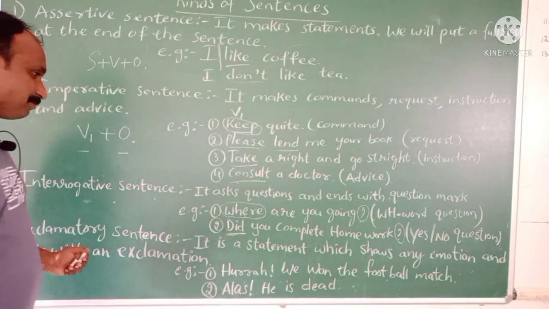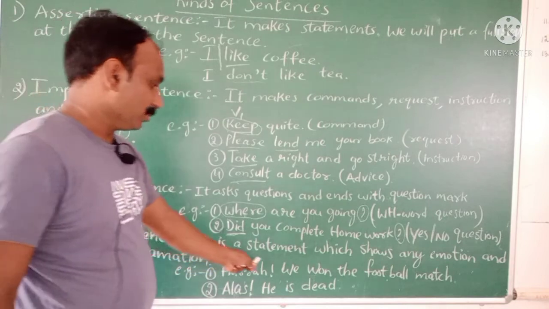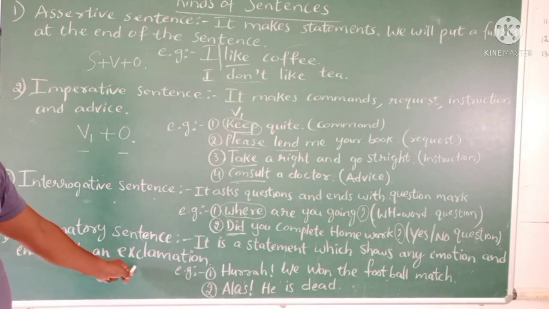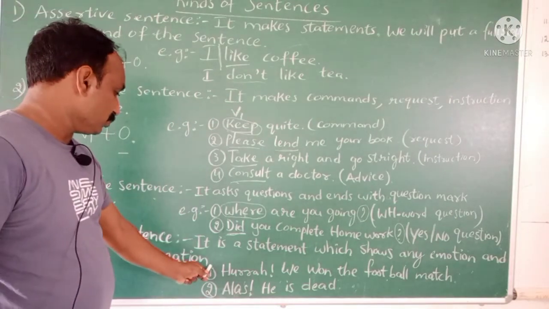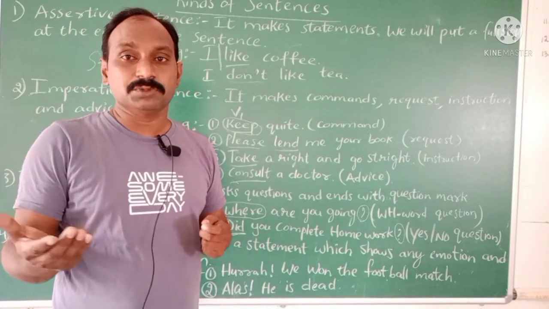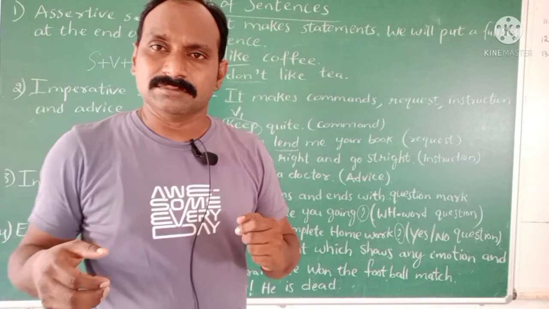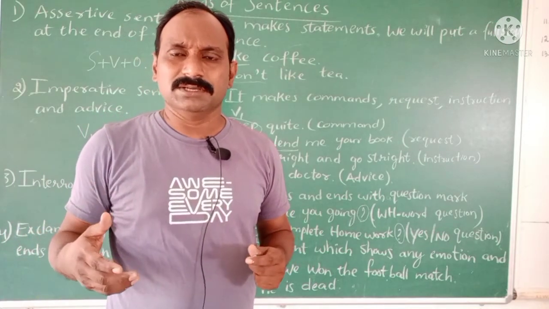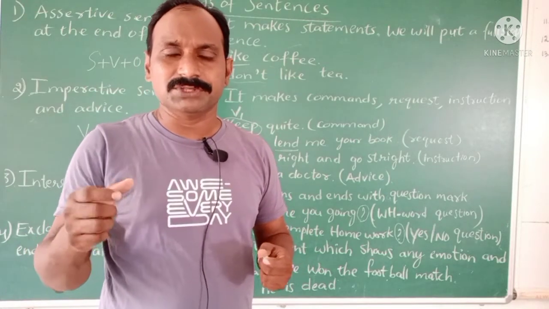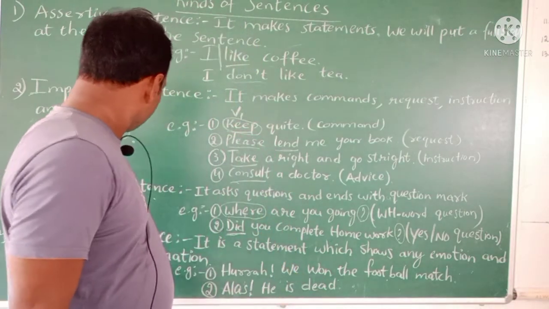And now let us see the exclamatory sentence. An exclamatory sentence is a statement which shows an emotion and ends with an exclamation mark. We have emotions, happy moments and sad moments, and we express all those emotions in words also. When we express such emotions in a sentence, those sentences are called exclamatory sentences.